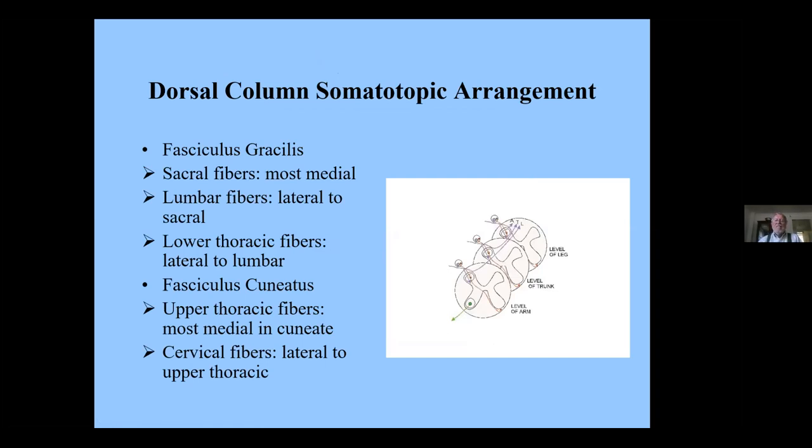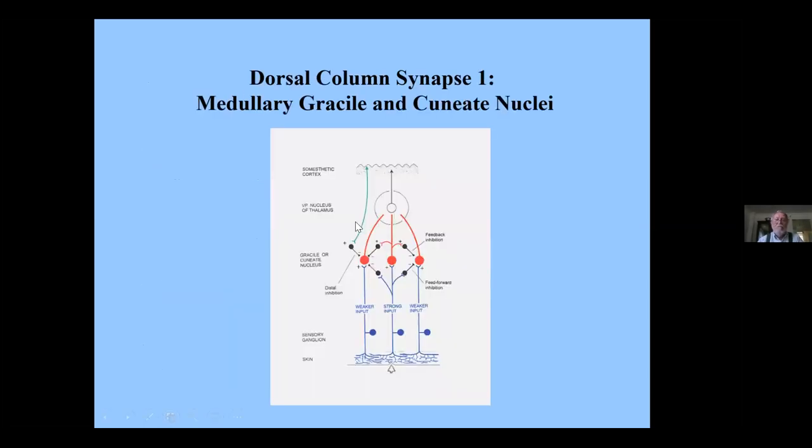So let's start to, again, look at this step by step. The fasciculus gracilis has sacral fibers, most medial. Lumbar fibers are then lateral to sacral. The lower thoracic fibers are lateral to lumbar. Then we have the dorsolateral septum. And we now have the fasciculus cuneatus. And we have upper thoracic fibers that are most medial in the cuneate fasciculus, and cervical fibers that are lateral to the upper thoracic. So you maintain this somatotopic organization.